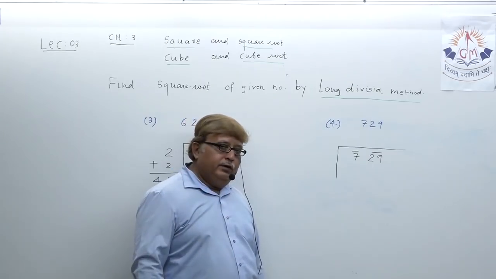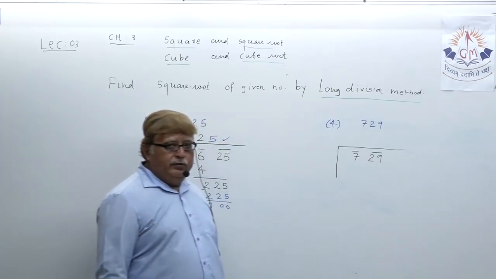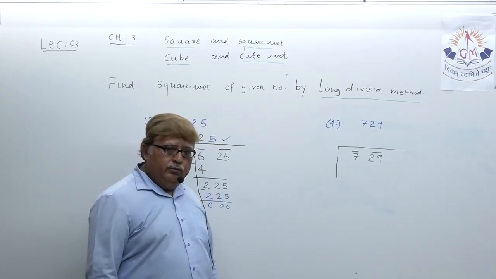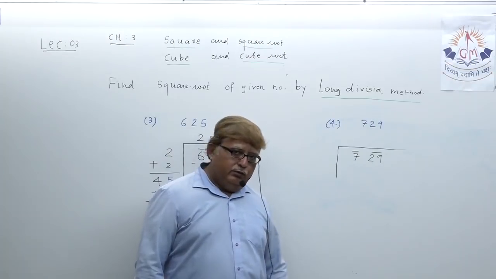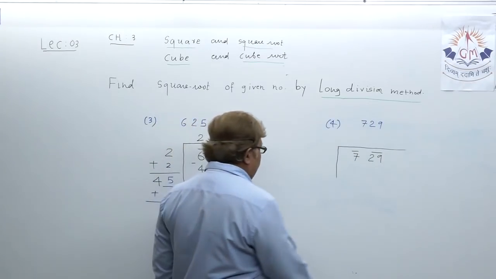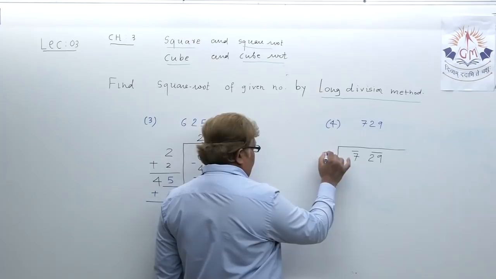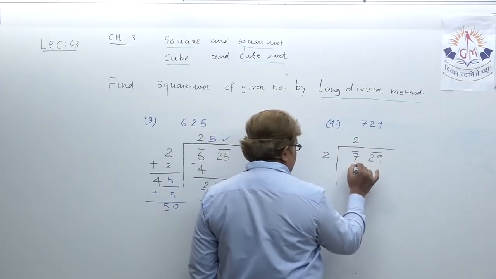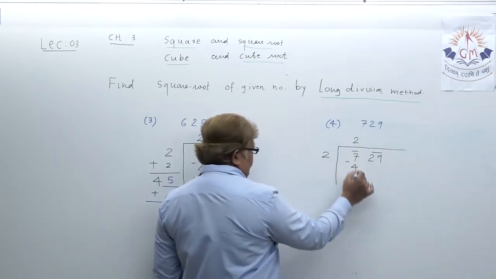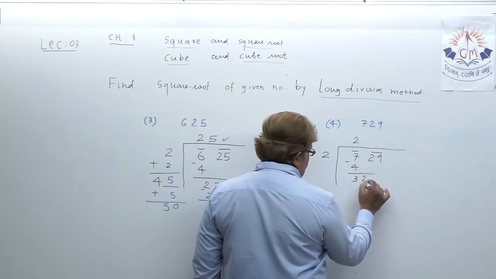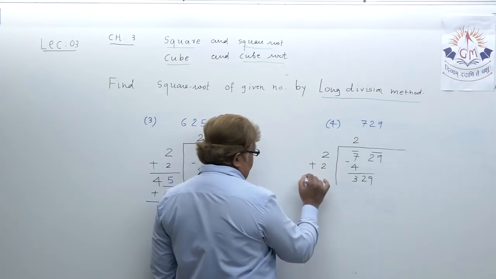Think of a number whose square is less than or equal to 7. 2 square is 4. 3 square turns out to be 9. Let us take 2. Start doing with me. Chalo. 2 2s are 4. Subtract. And bring these two numbers down. 329. 2 plus 2, that is 4.